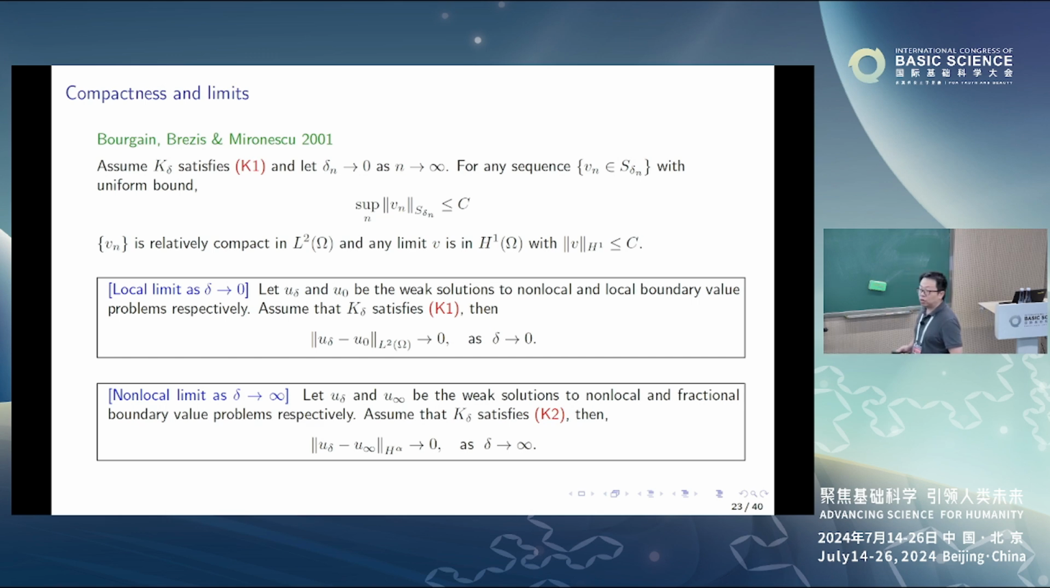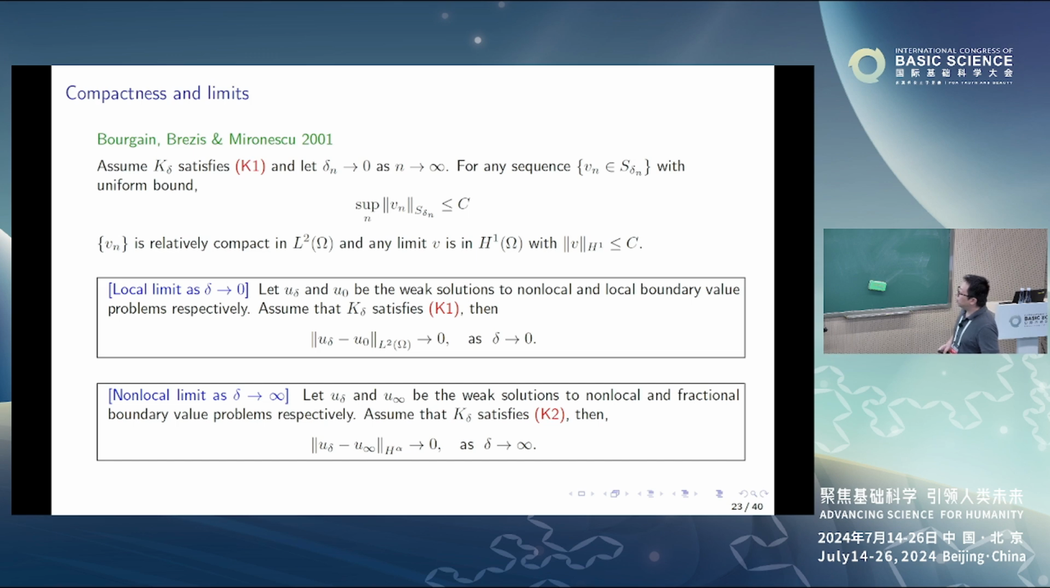Okay? And this convergence relies on a compactness result proved by Bourgain, Brezis, and Mironescu in 2001. So if the kernel function satisfies the K1 scaling and we let delta n go to 0, then for any sequence Vn belonging to the energy space with a uniform bound in the energy norm, this Vn is relatively compact in L2, and any limit V is an H1 function. Even though Vn is not an H1 function, the limit is an H1 function, and the H1 norm is bounded by this constant C.